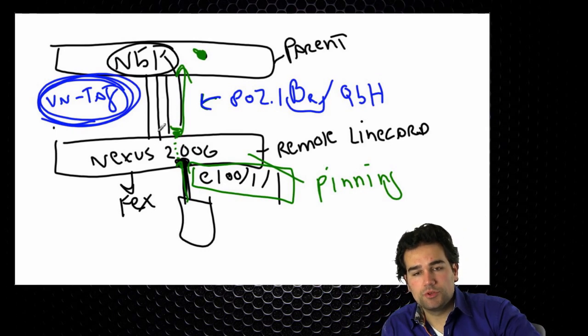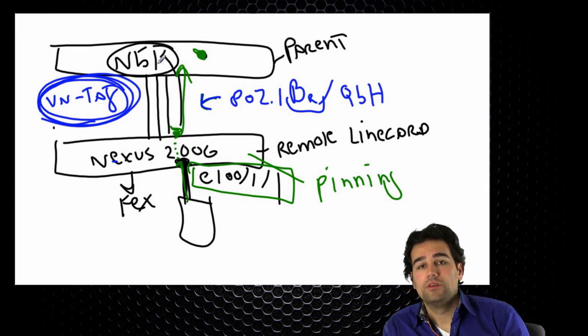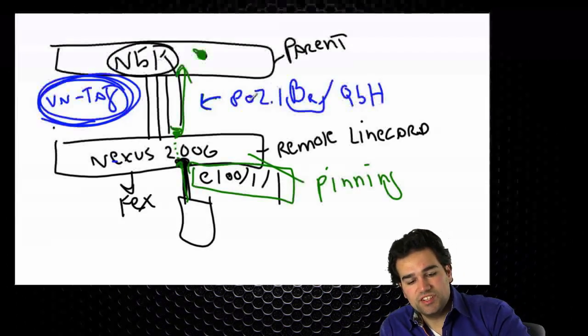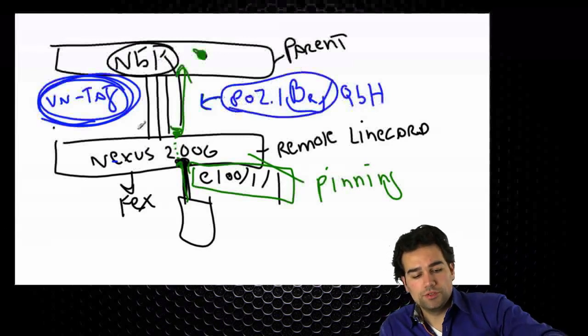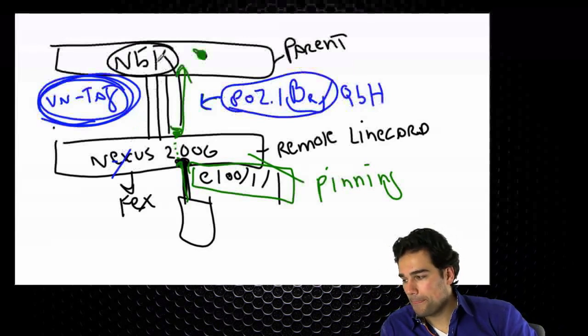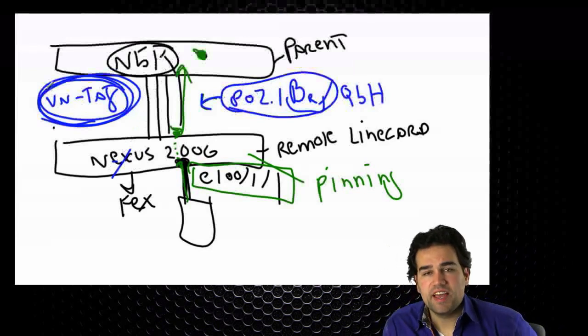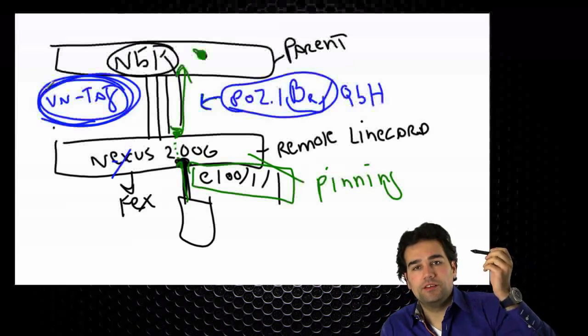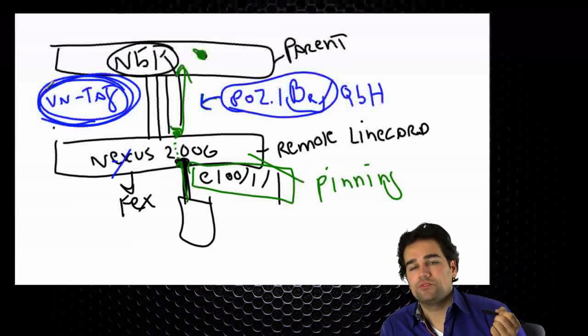And of course it runs some control plane protocols, because these ports need to signal towards the N5K that they are up or down, and all kinds of other things. So in addition, it is not exactly this protocol which is running here, but there are also some states exchanged between them. So VN tagging is used between a parent switch and a Nexus 2000 fabric extender.